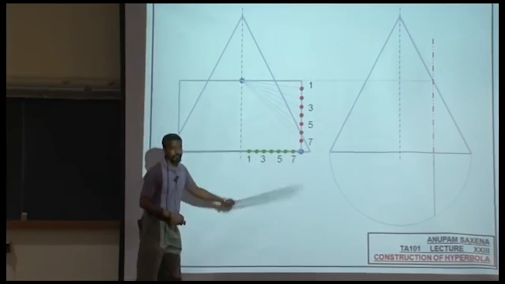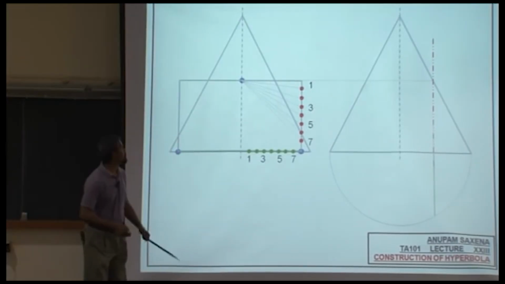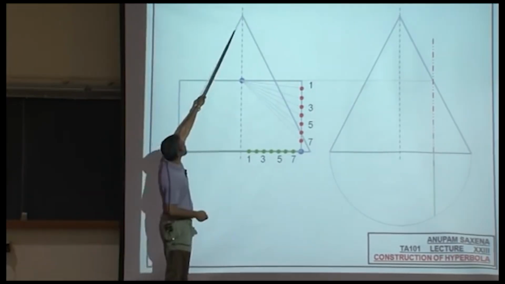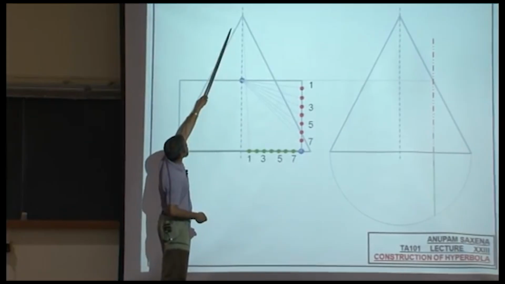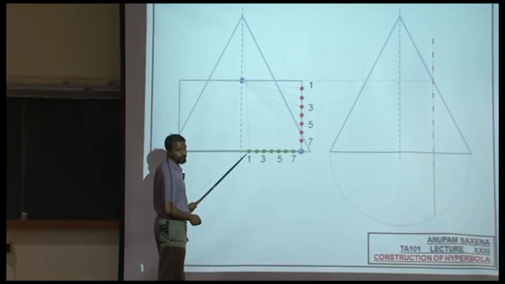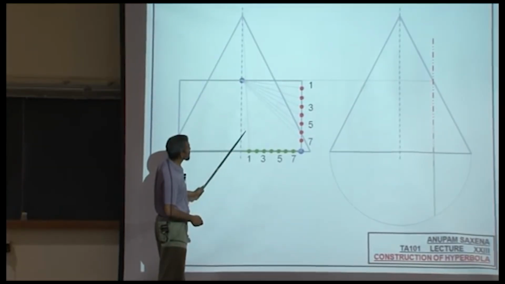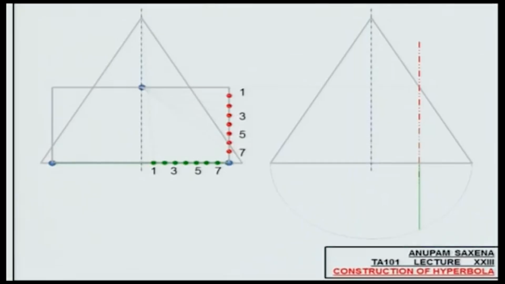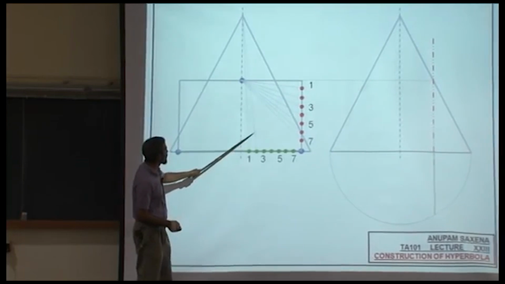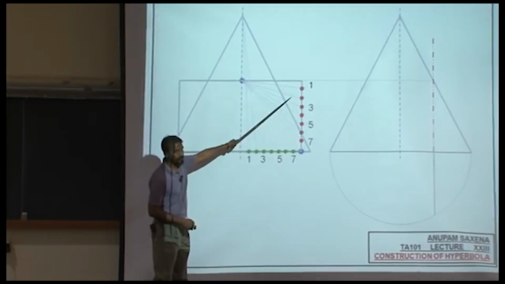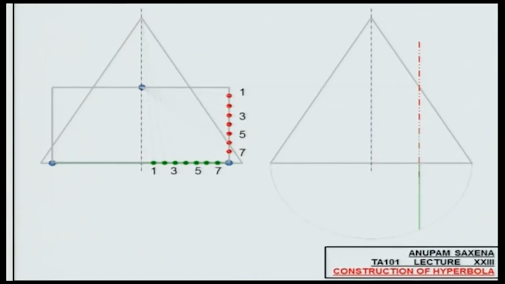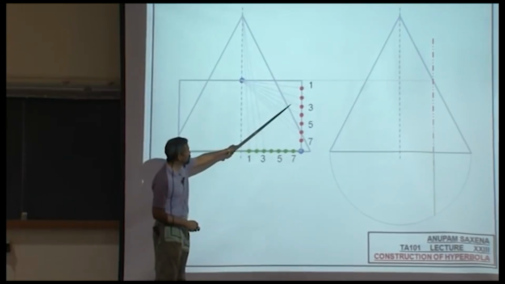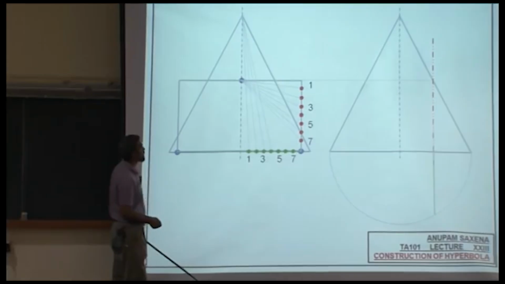What do you do about these points? You start from the apex of the cone. So, from the apex of the cone, join this point. Now, the point of intersection between this line and this line would give you a point on the hyperbola. Likewise, the point of intersection between this line and this one here would give you a second point. Intersection between this and this would give you a third point, and so on.